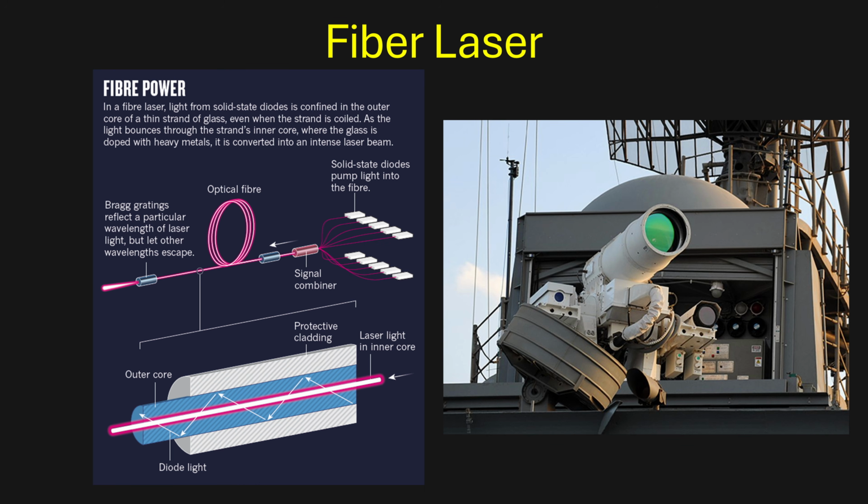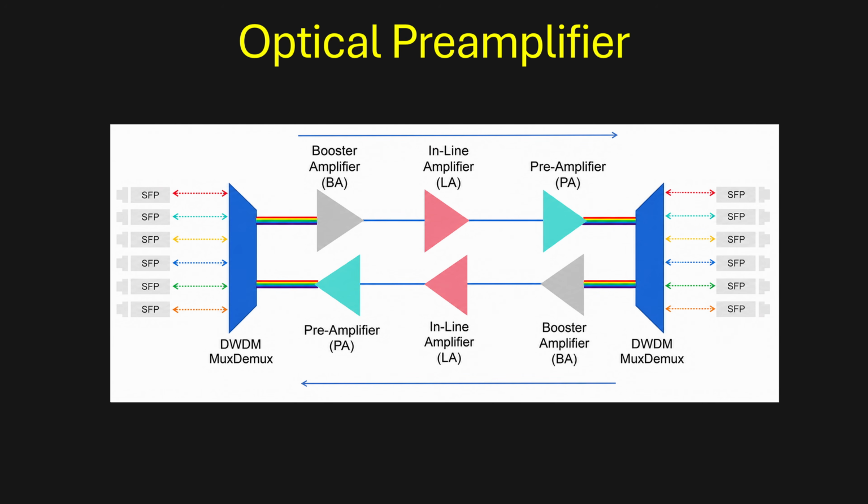Fiber lasers are common for high-power laser weapons, and in those designs, the glass is doped with ytterbium, still pumped with wavelengths around 980 nanometers, but outputting a 1070 nanometer laser. Amplifiers are typically placed just after the transmitter or periodically along a fiber route, but they can also be placed just before the receiver as an optical preamplifier.